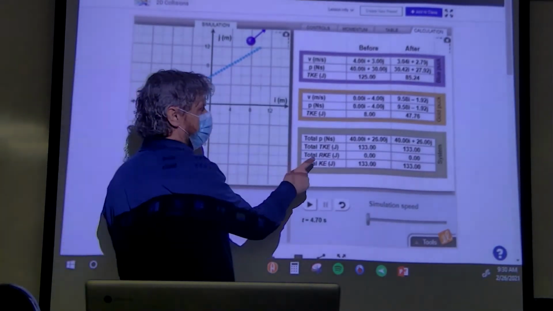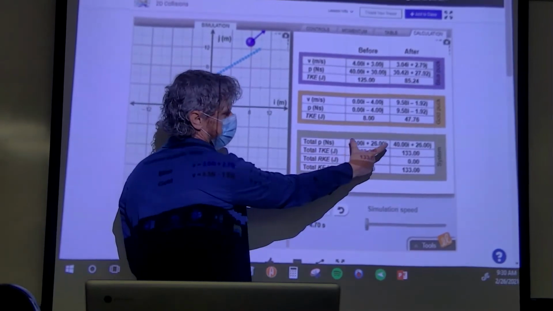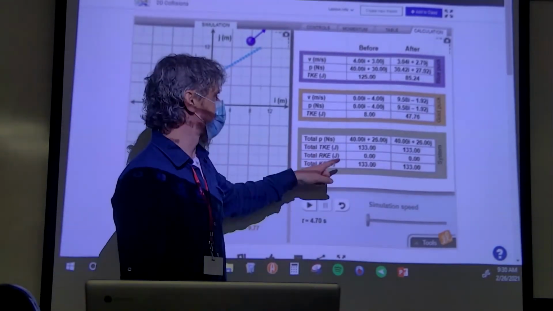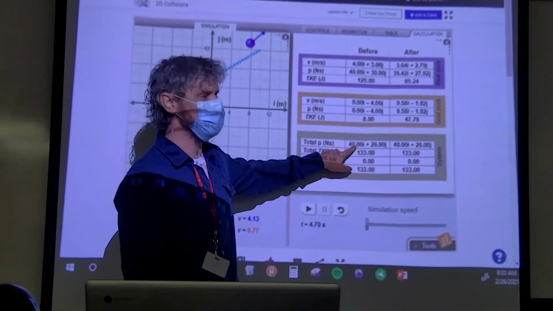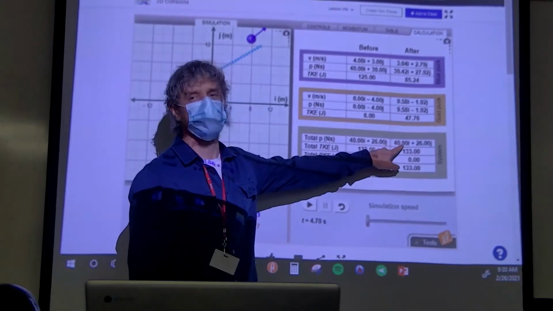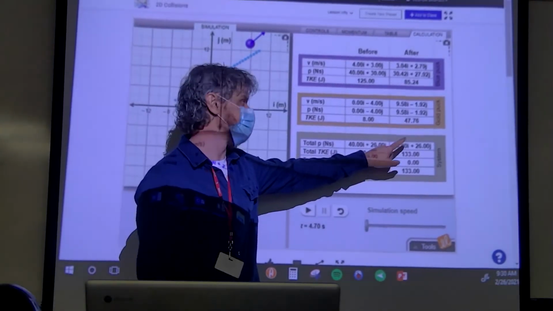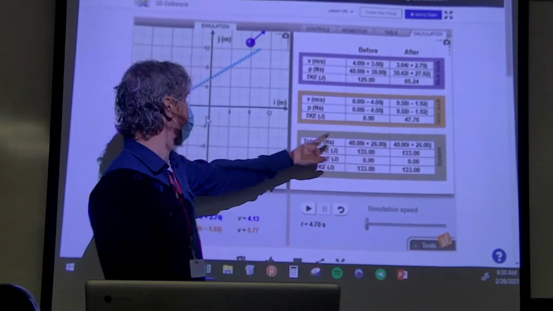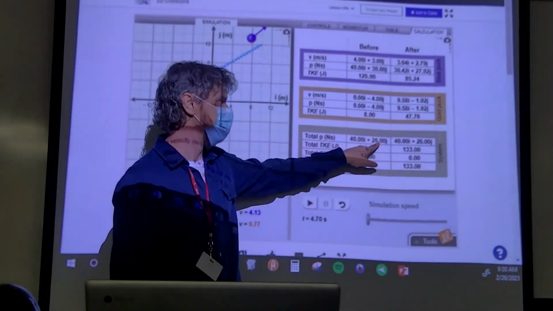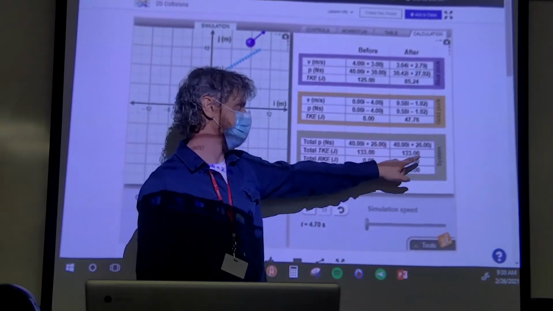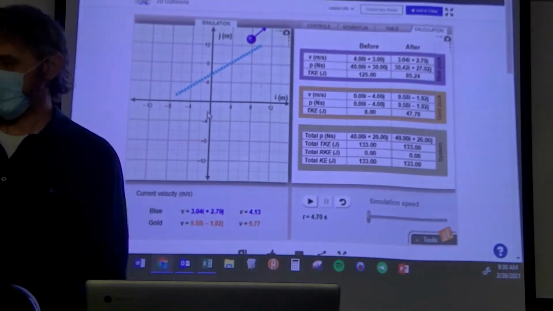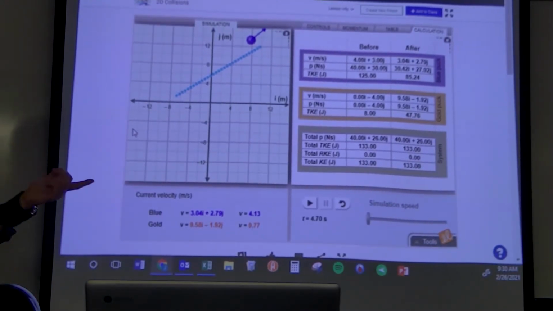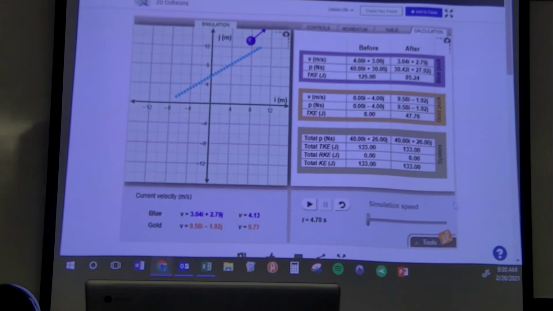But if I look at the total momentum before the collision, it is the same number as the total momentum after the collision. The x component of the total momentum before the collision is 40 kilogram meters per second. The total x component of the momentum after the collision is 40 kilogram meters per second. Same thing with the y direction. The total momentum in the y direction before the collision is 26 kilogram meters per second, and after it's 26. If you wanted to know the actual momentum, you just have to take those two vectors, the x component and the y component, and add them to get the actual momentum vector.